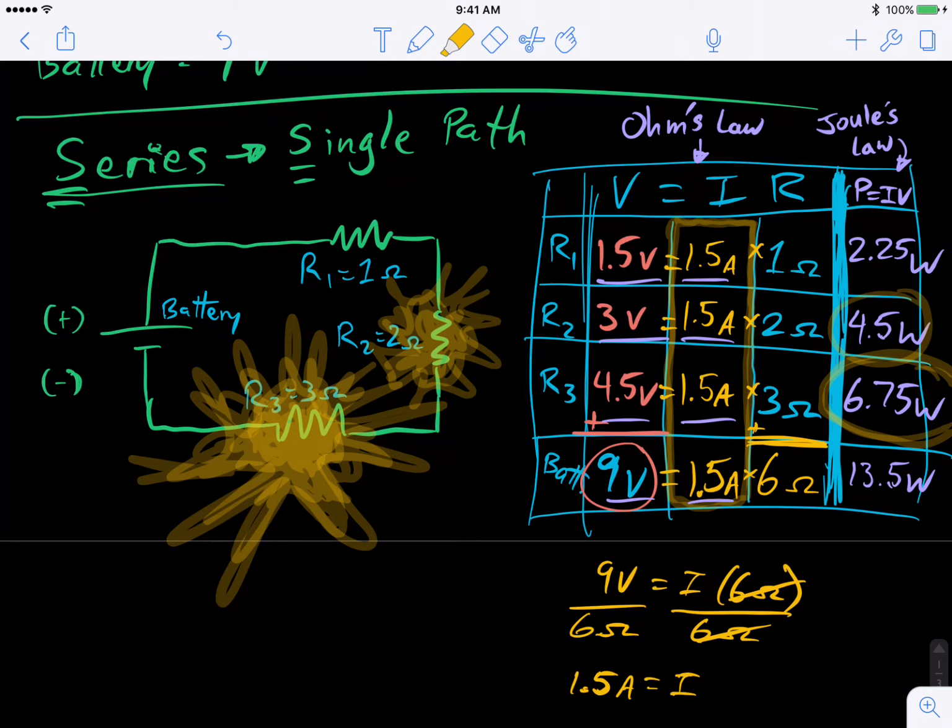Yeah, that was a good question, Patrick. And then 2.25 watts for R1. So that one resistance, that 1 ohm, is going to be, I mean, it's on, but it's really not that bright because it's not expending as much power.